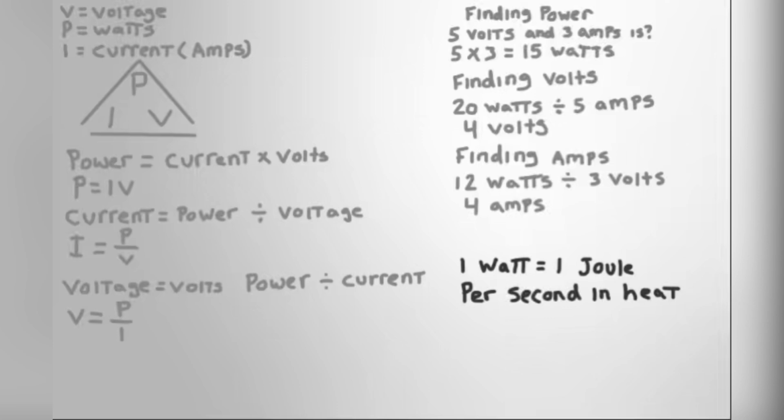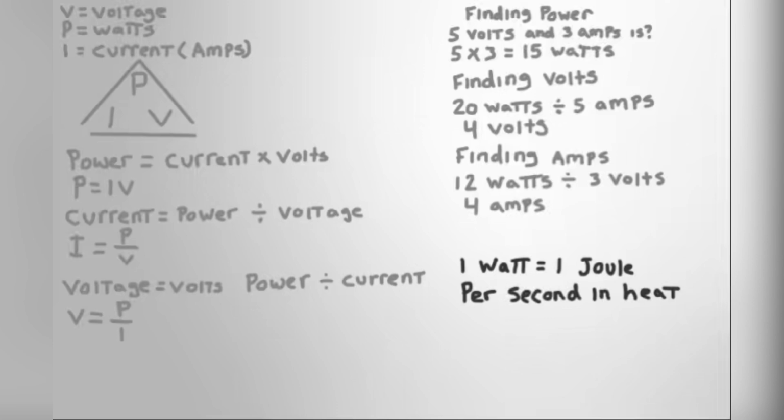Voltage is represented by V. Watts is power, represented by P. And amps is current, which is represented by I. If you want to know the power, or the watts, it's current times the volts. If you're looking for the amps, it's power divided by the volts. And if you're looking for the voltage, it's watts divided by the amps, or power divided by current.